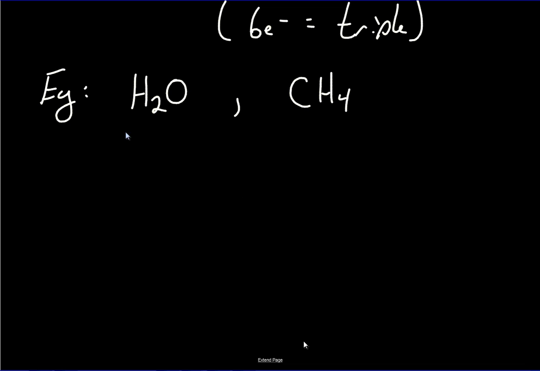So if we look at oxygen, oxygen has 1, 2, 3, 4, 5. Sorry, lost my train of thought there. There we go, 6. Okay, and then hydrogen has 1.